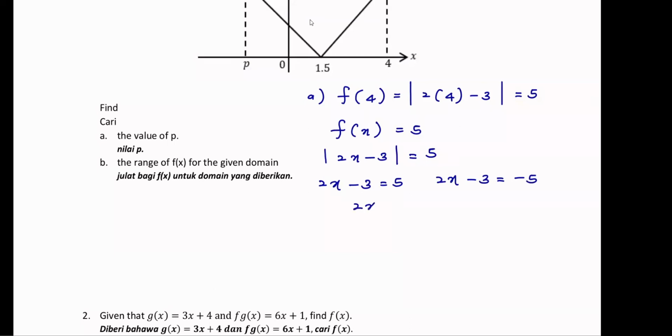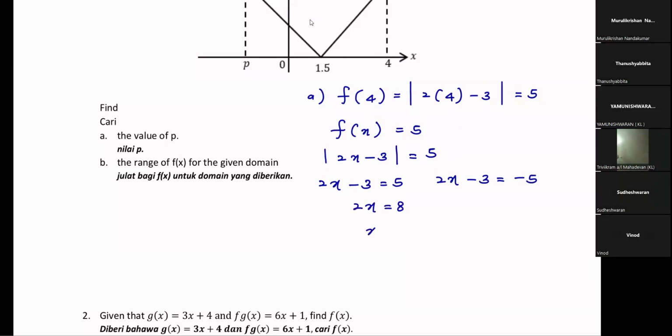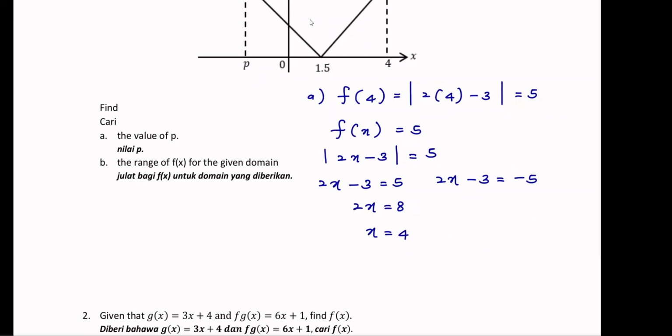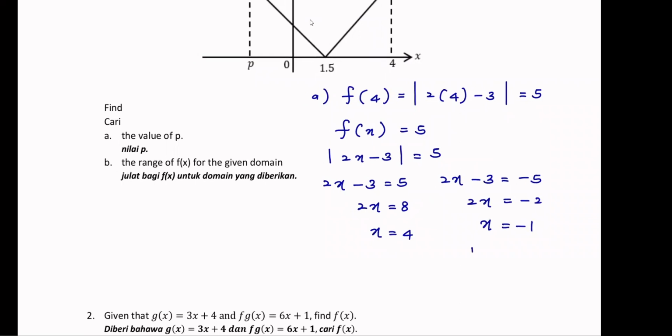So 2x equals 8, x is 4. Another one is 2x plus 2 equals 0, so you're going to get x is negative 1. So that means p is negative 1. Got it? p is negative 1.